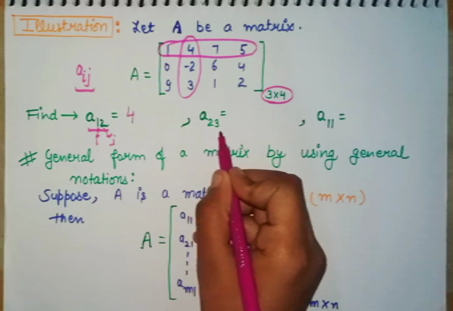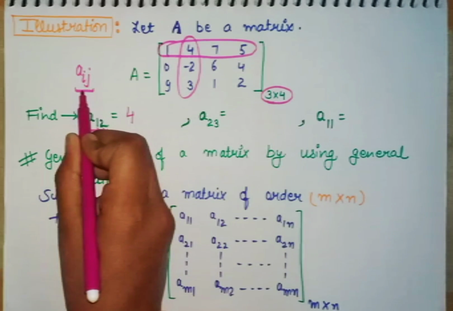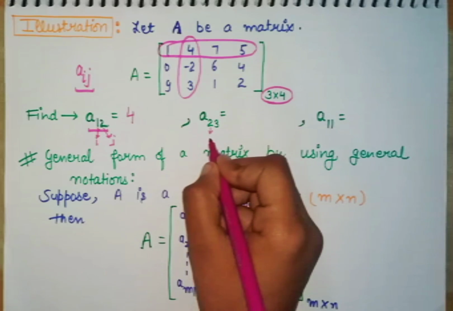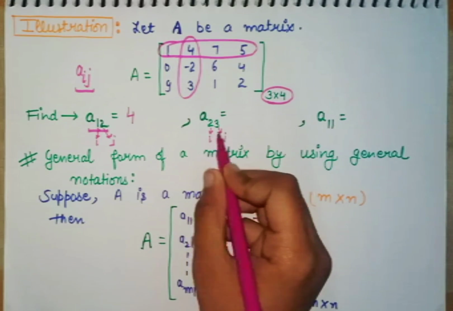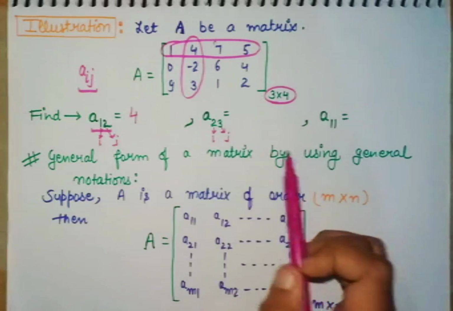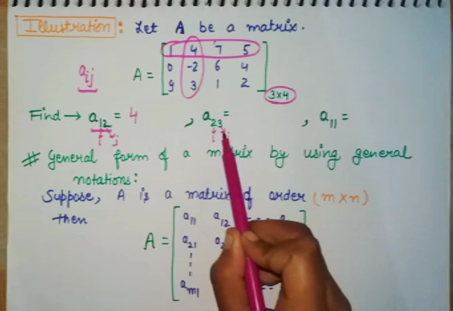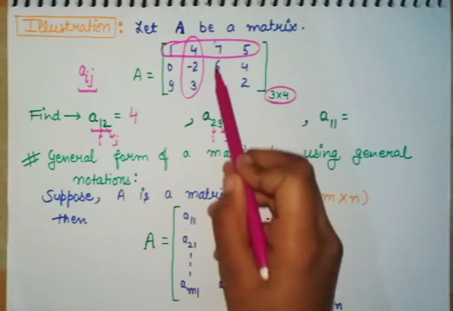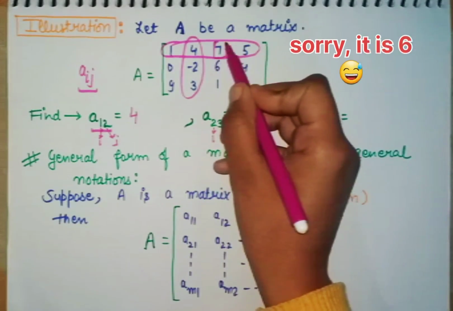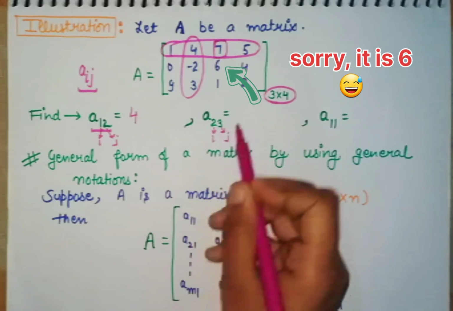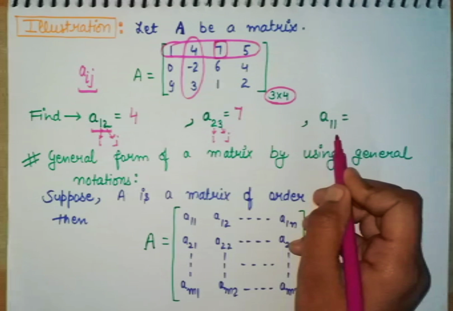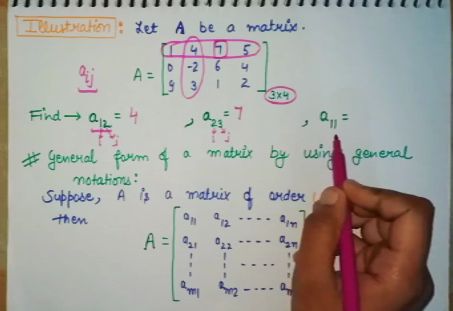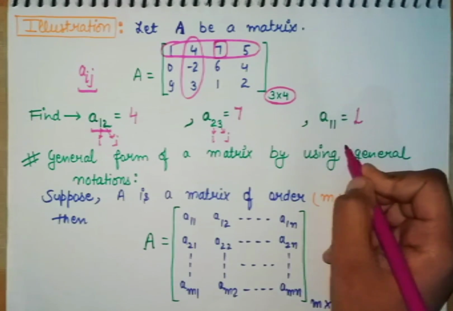Similarly, we can find A23. Compare it with the general notation. Here we have 2 at the place of i and 3 at the place of j. Then look at the second row and third column. The common element of the second row and third column is 7. Therefore, A23 is equal to 7. Similarly, we can find A11. Just pause the video and try to find it. Here we have A11 is equal to 1.